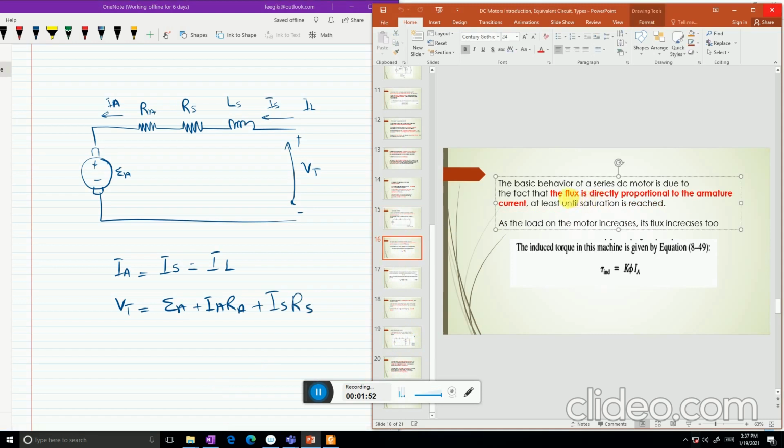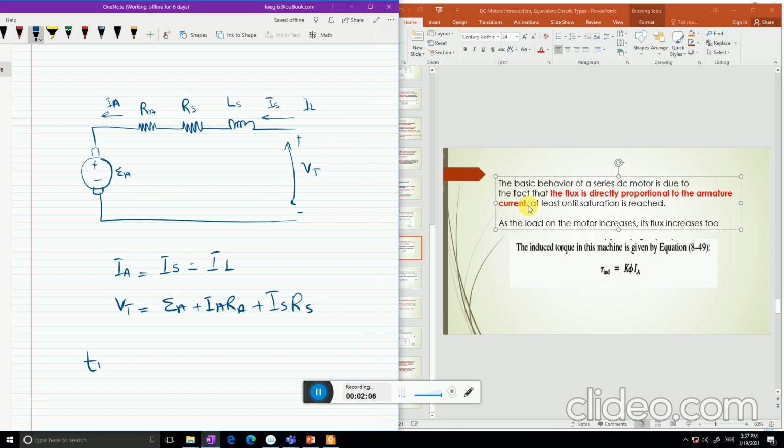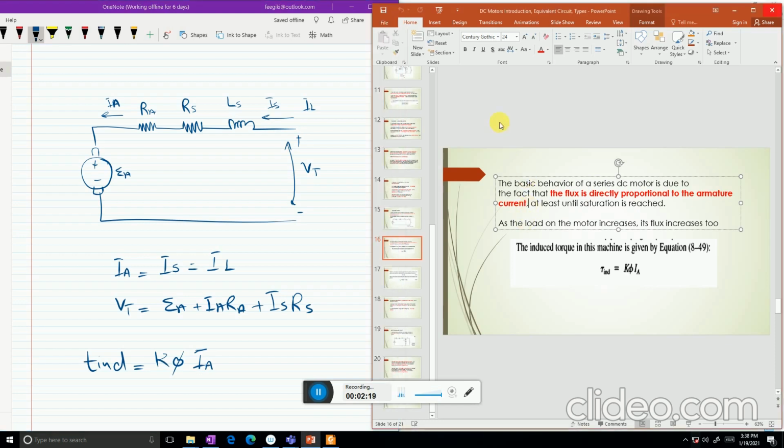You can see that the flux is directly proportional to the armature current. If the current increases, the current in the field coil also increases and the flux also increases, and so the torque also increases. Torque induced is given as K phi Ia. If Ia increases, this flux also increases and the torque induced increases. So it means these motors have more torque than the other motors.